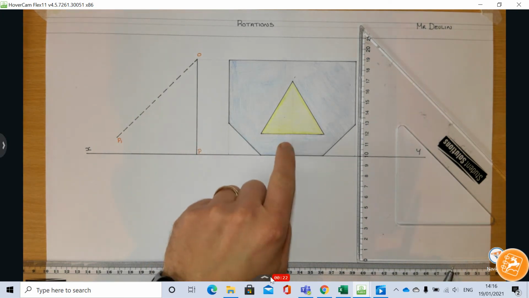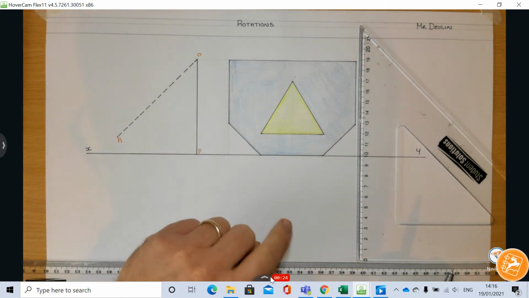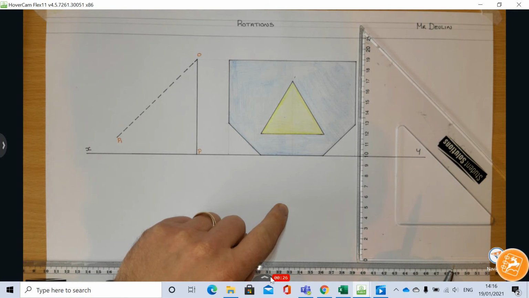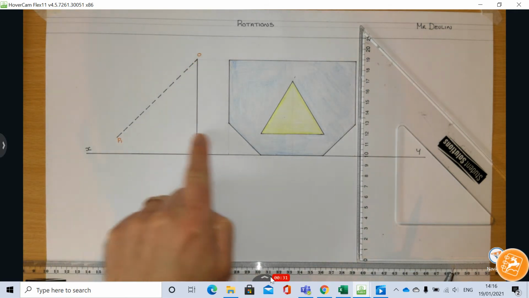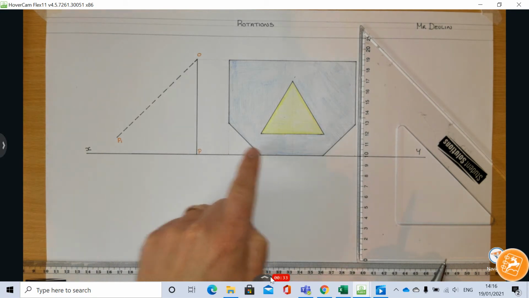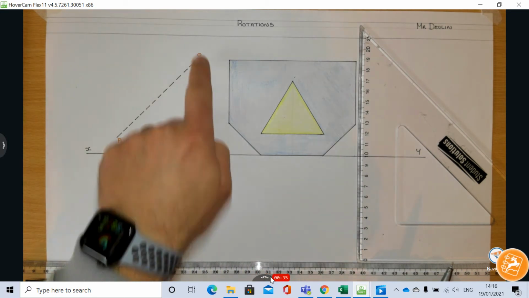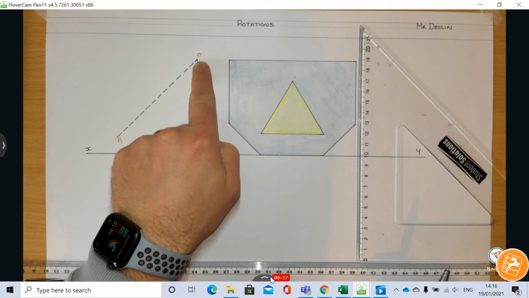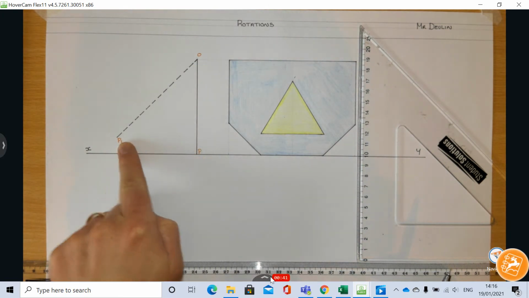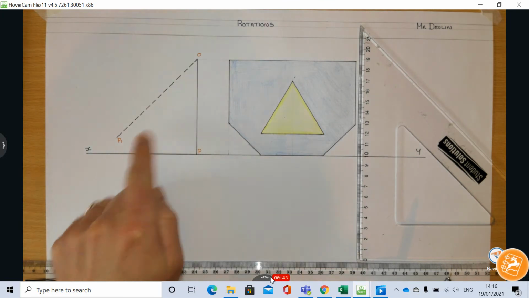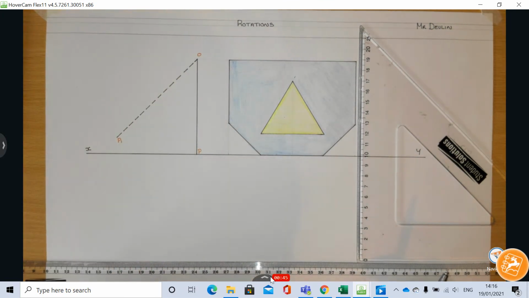We have our elevation, we have our end elevation, and we need to produce a plan looking at the rotated image of this. So we're going to rotate this sign from OP. O is like the hinge point. We're going to rotate this up and see what it looks like when it's at P1. This angle here is 45 degrees. That angle is always given to you.